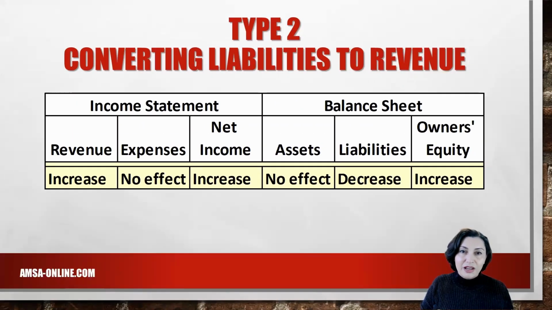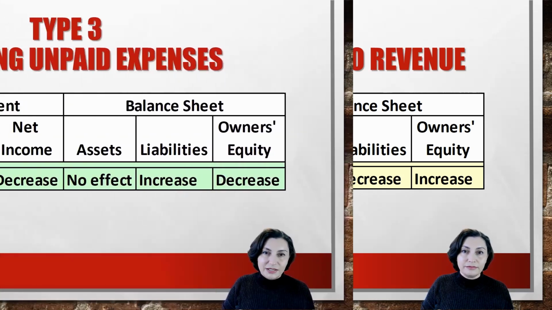Type 2, converting liabilities to revenue. This type of adjustment requires a decrease or debit to liabilities and an increase or credit to revenue. Revenue, net income, and owner's equity increase. Liabilities decrease. Expenses and assets are not affected by this adjustment.